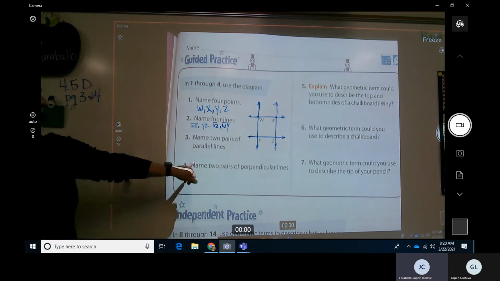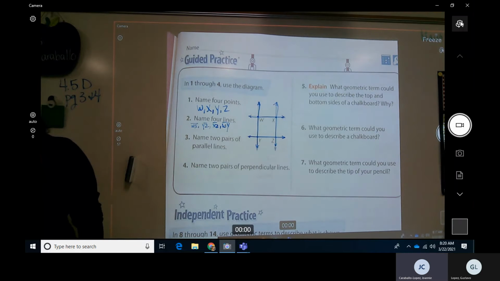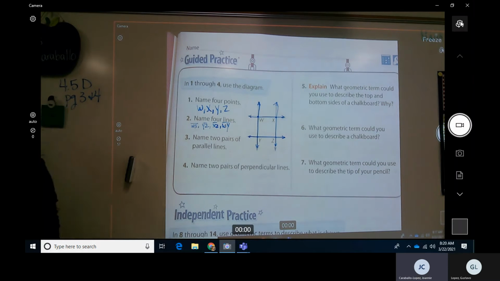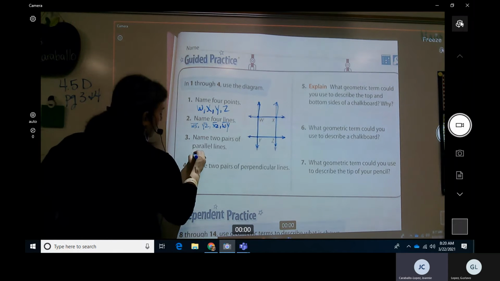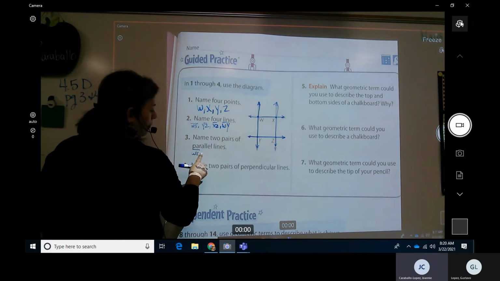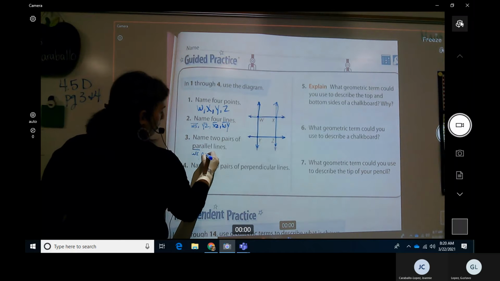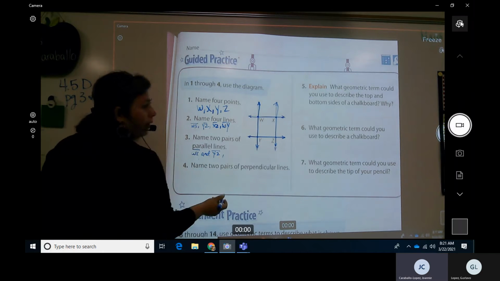Now the next one says, name 2 pairs of parallel lines. Can someone name a pair of parallel lines? Name 2 pairs of parallel lines. Rachel. WX. Y and Z. What else?